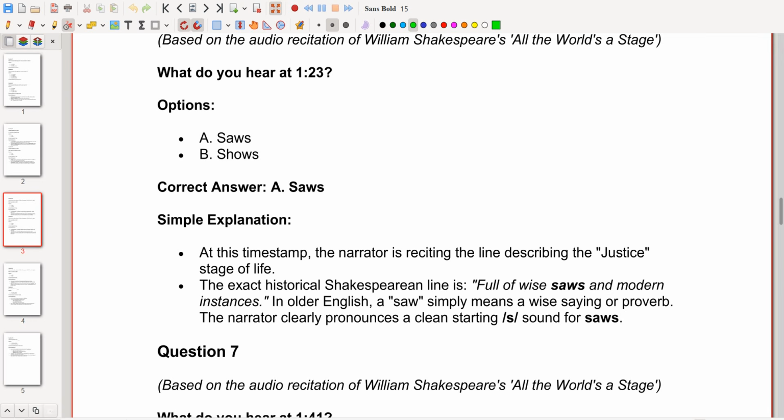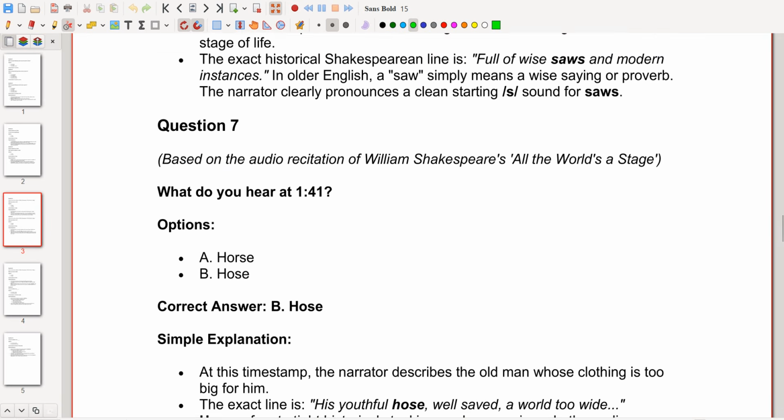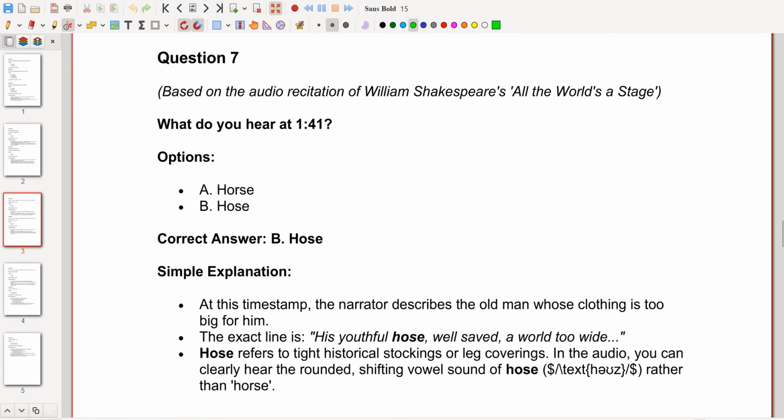So option A is the correct answer. Again I'm repeating, the line at 123 is full of wise saws and modern instances. It is saws, not shows. So option A is the correct answer. Now let's move on to the next question.